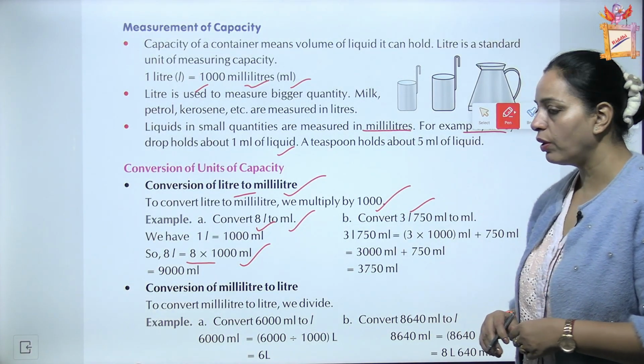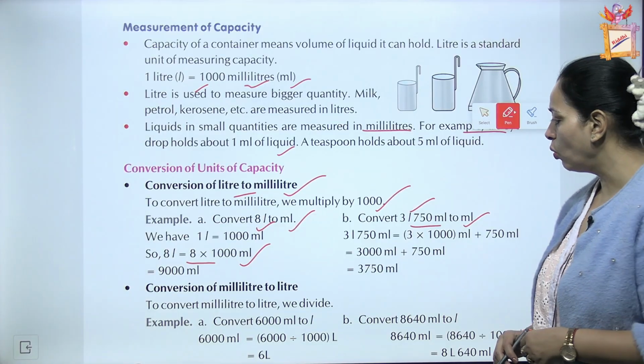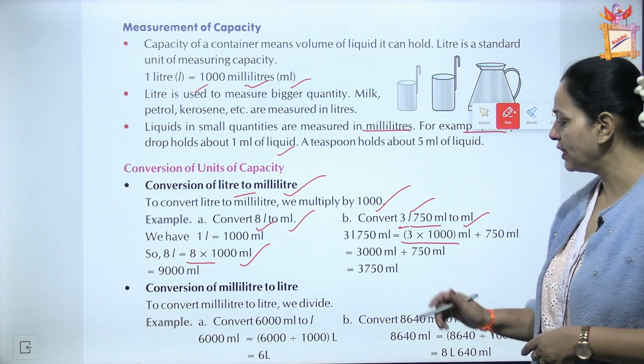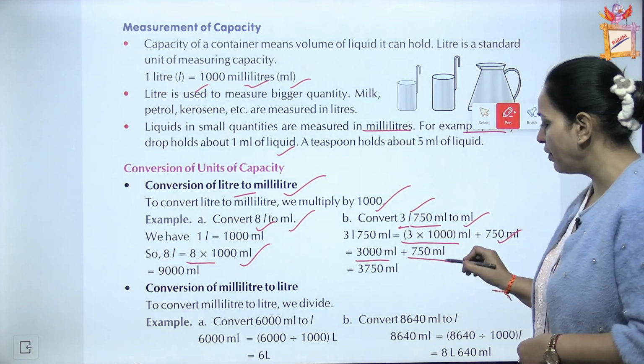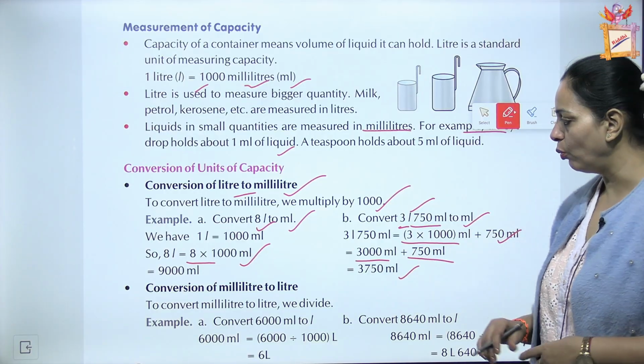Now B part, convert 3 liter 750 ml to milliliter. So you know 3 liter means 3 multiply by 1000 and 750 milliliter as it is. So 3000 plus 750, दोनों को ऐड कर देंगे. This is the value, right?